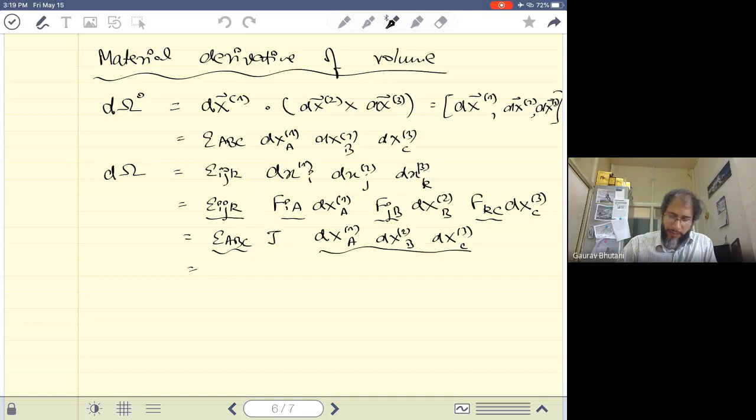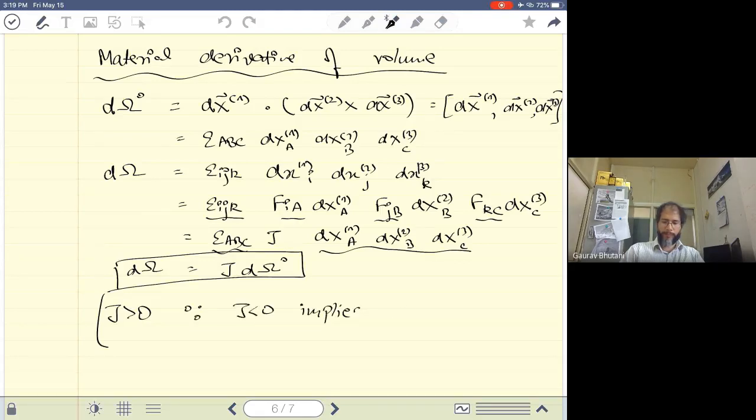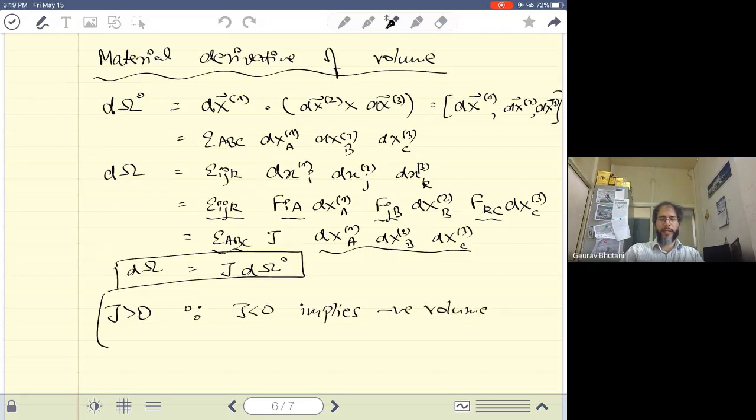Now combining these expressions, what you are left with is J times d omega naught. So what we have shown is that d omega is Jacobian times d omega naught, right? So this gives us an interesting understanding here. Jacobian, remember, is positive. So J is greater than 0, because J being less than 0 simply gives us a negative volume. Okay, that physically does not make any sense.